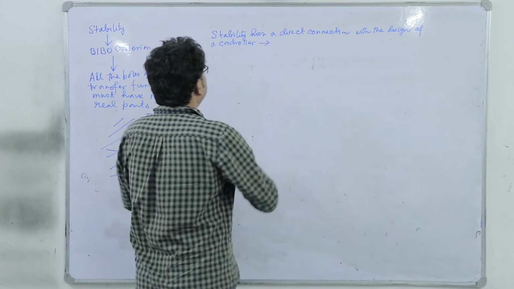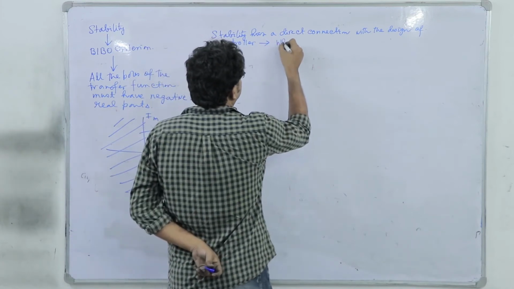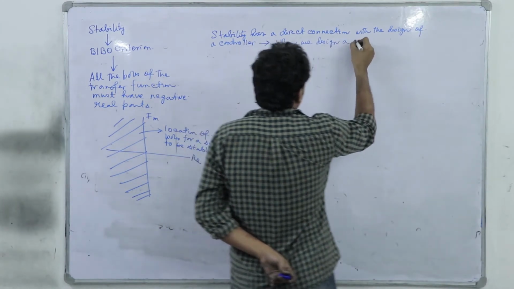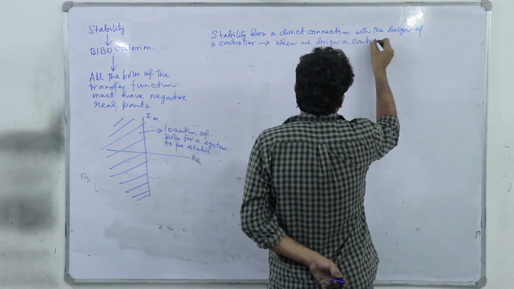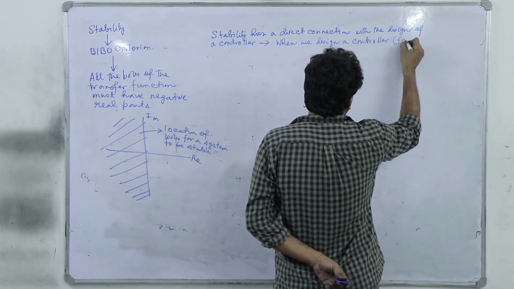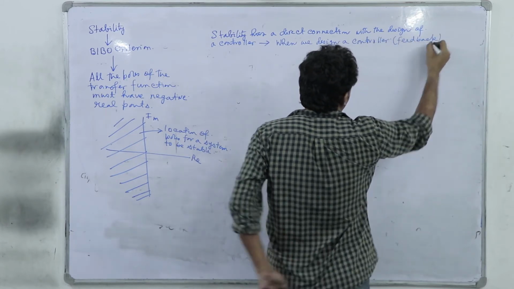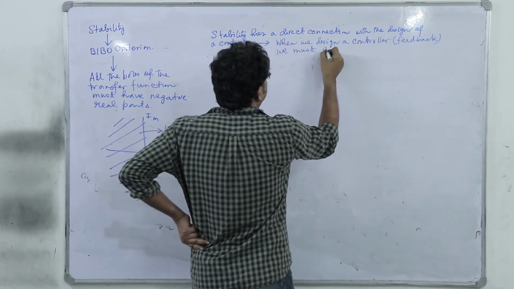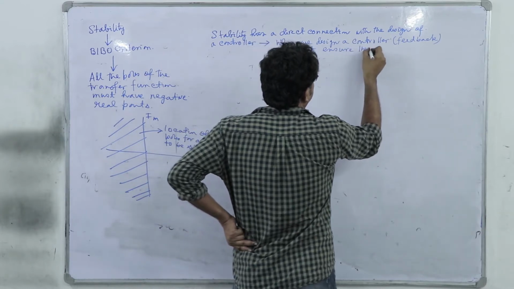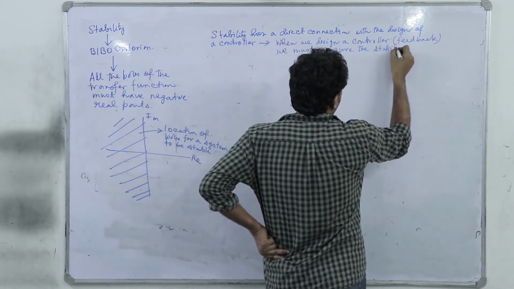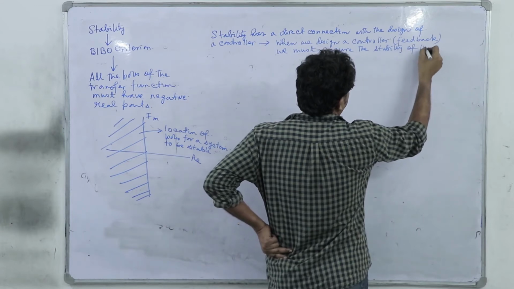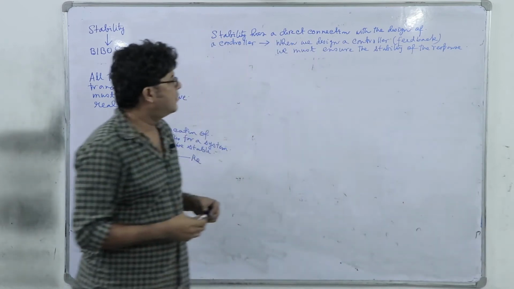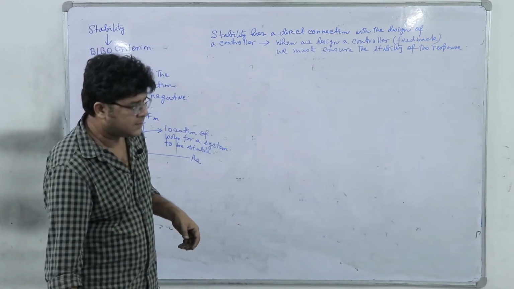So when we design a controller, mostly feedback, we must ensure the stability of the response, right? Definitely we have to ensure the stability.